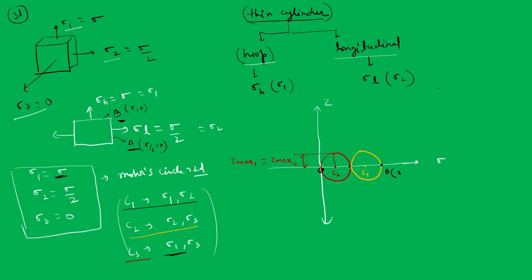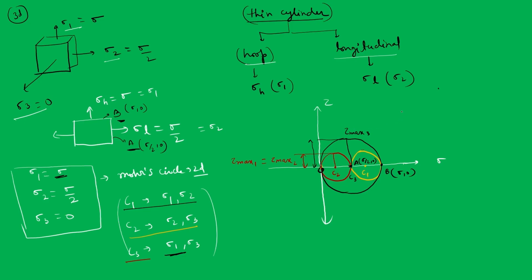And this is my point B, sigma comma 0. This is my point A, that is sigma by 2 comma 0. And let's say I am drawing the third circle. Yes. So this is my center C3. Okay. And this is again my tau max. Right. So you guys can see here, and by seeing the picture, you can see this is tau max 3.